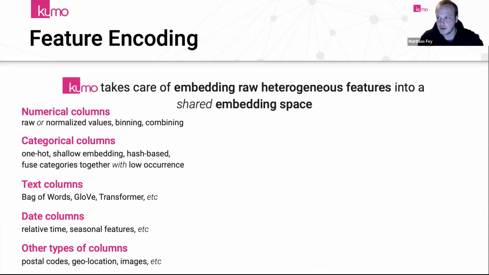And so the first step here is that we're separating our model into three components. The first component is the encoder part. This encoder part takes care of embedding the raw heterogeneous features into a single shared embedding space. What I mean by raw heterogeneous features is that your table may contain numerical columns, and so you may encode them as raw values, normalized. You may want to bin them into certain groups. You may want to combine different strategies, and so on.